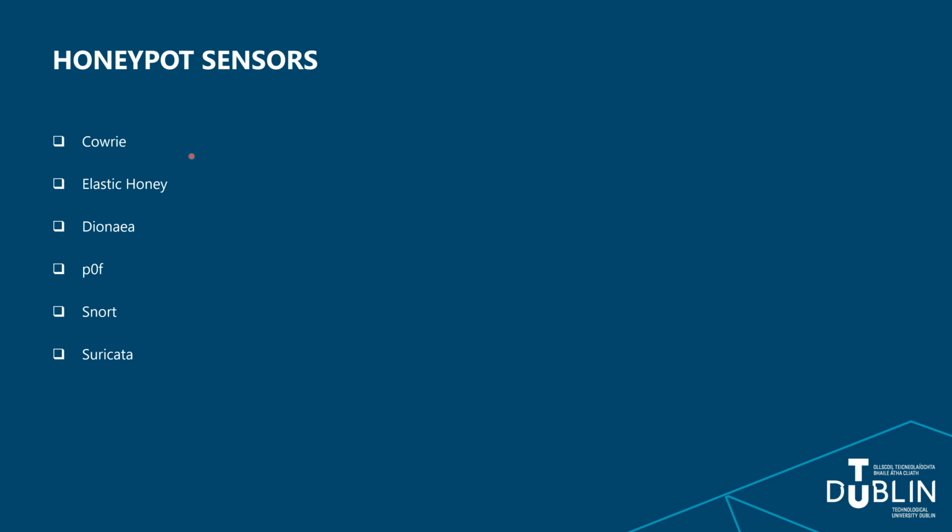So these are the sensors that I have used in this project. There is Cowrie, Elasticsearch honeypot, Dionaea, p0f, Snort, and Suricata. Let me go one by one.